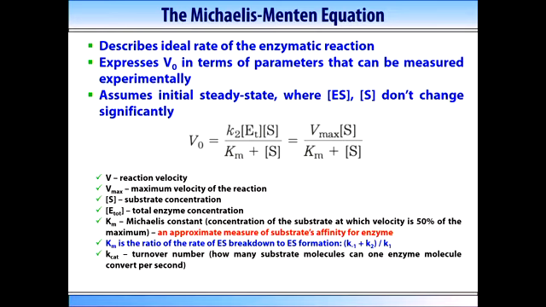So either this form or that form, you can use either one of them. Okay. So this equation describes the ideal rate of an enzymatic reaction. It basically expresses V0, the initial velocity, in terms of the parameters that can be measured experimentally. So what do we have here? We have the concentration of substrate. That's very easy to measure for any given reaction.